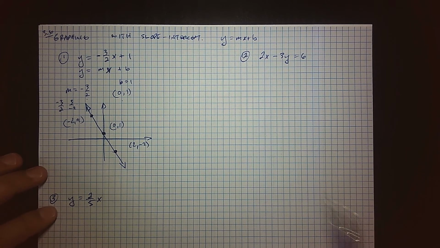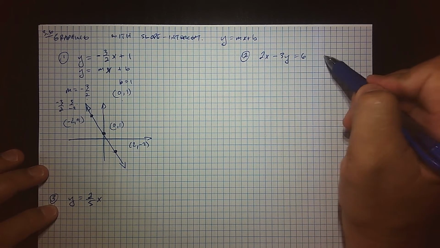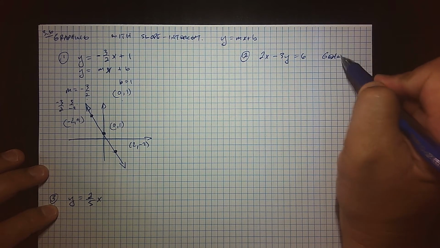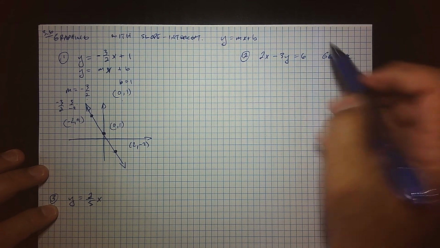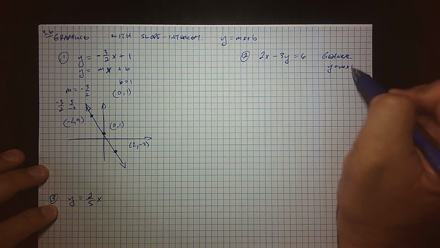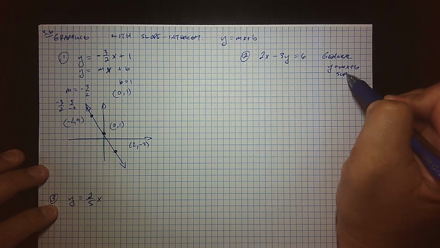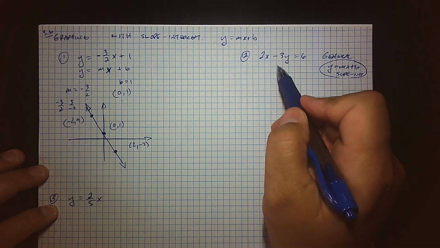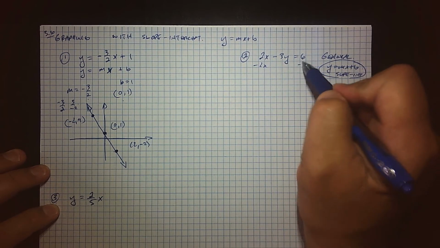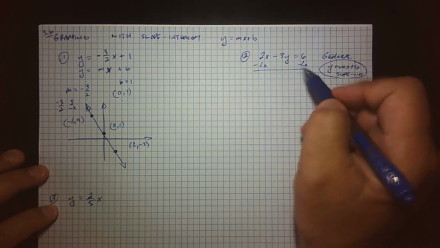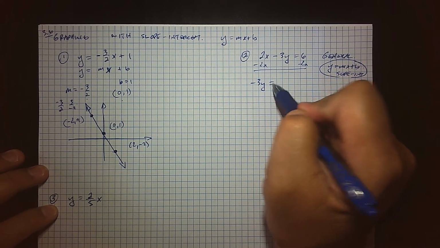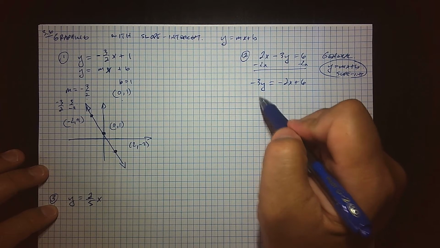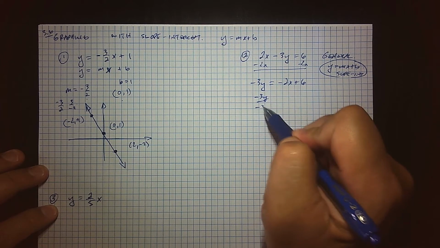Number 2, unfortunately, is not in the form we want. That's in the general form, so we have to work a little bit harder. We have to rewrite it in the slope intercept form. So that's what we want right there. We'll begin by subtracting 2x from both sides. That'll give us the equation negative 3y equals negative 2x plus 6. And then we'll divide both sides by a negative 3.